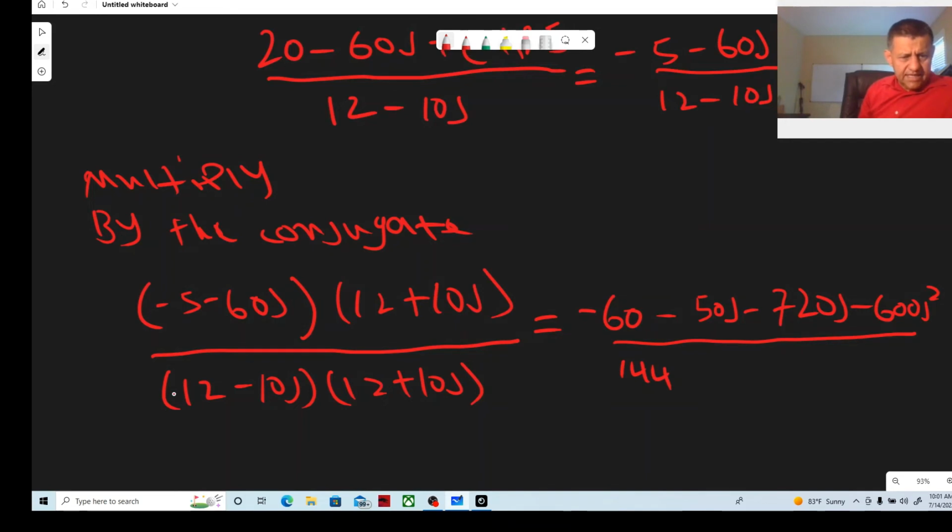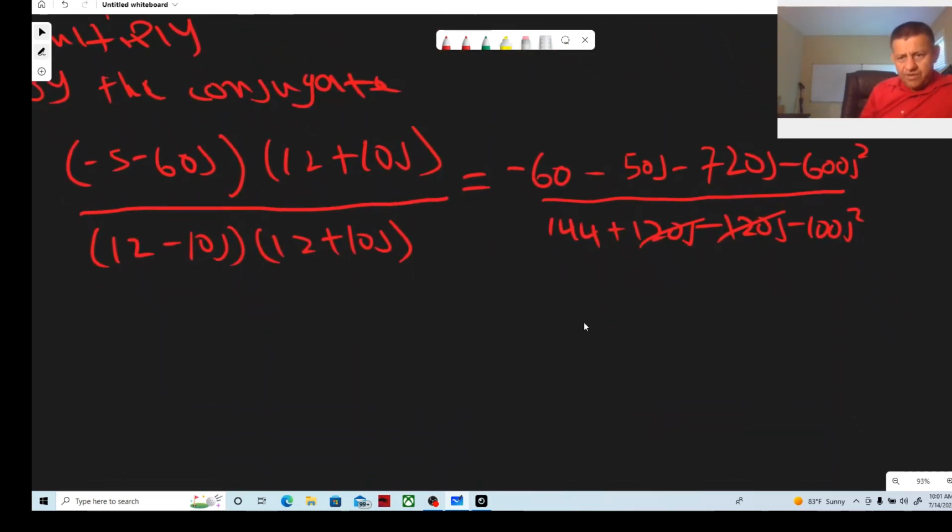144. And this times this is going to be negative, plus 120j. And the inner is going to be negative 120j. And the outer is going to be negative 100j squared. And see, now you can see that the whole purpose of doing this is to get rid of this. See, now I got this. This is gone, right?